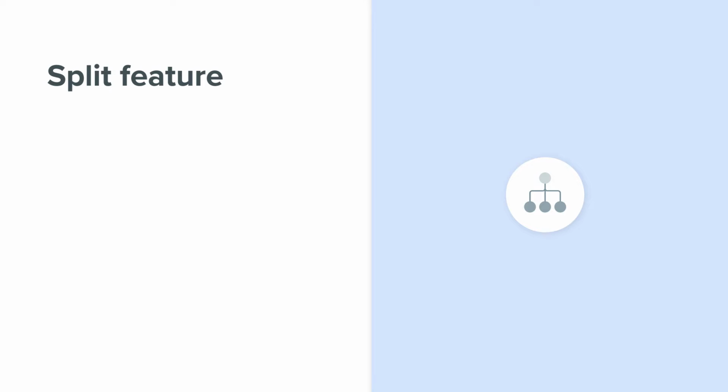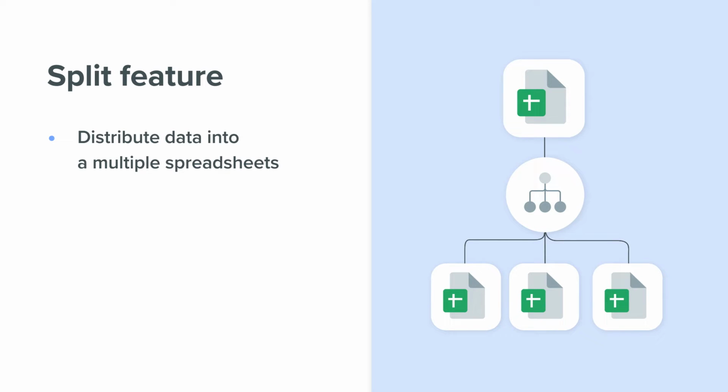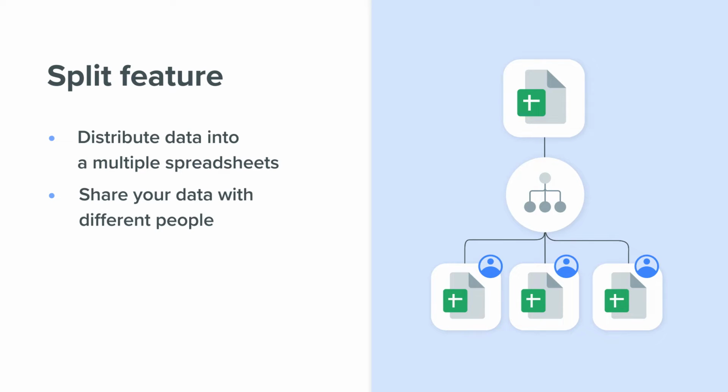Hi there. In this video, I'll show you how to split data from Google Sheets to multiple spreadsheets automatically with Sheetgo. Let's say we have a spreadsheet containing a large amount of data, but we need to split all that data into multiple files. By doing so, we can easily share these destination files with different people without having to grant them access to the source spreadsheet.